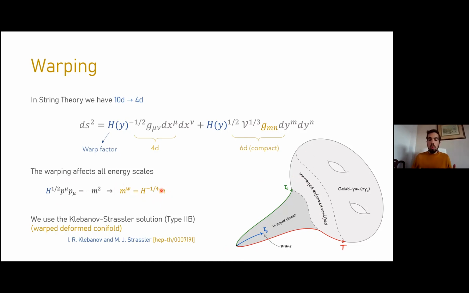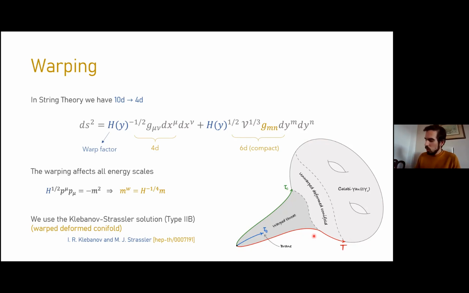In our particular work, we use a Klebanov-Strassler solution for type 2b supergravity. This corresponds to a warped deformed conifold, which is a good description of this warped throat in the compact space. And so the internal space with which we are going to work will consist of a Calabi-Yau, which is not warped, and then it will have a region which is well described by this warped throat.